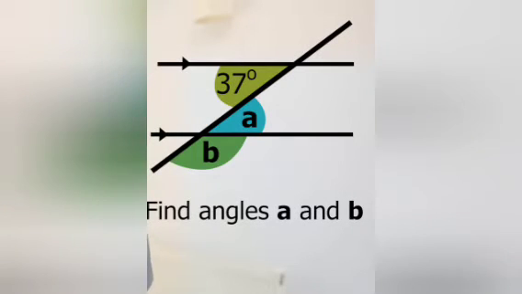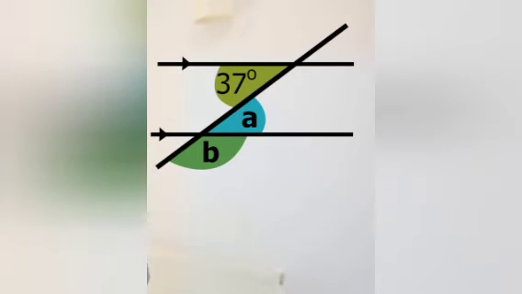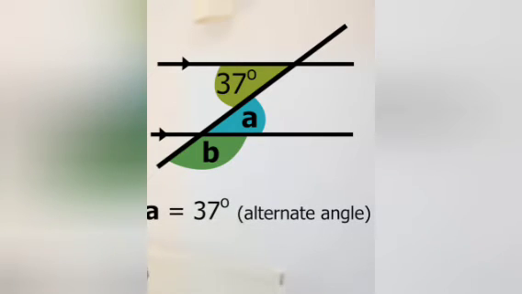Now the second question, you have been asked to find angle A and B. Angle A is alternate to 37 degrees because they lie on opposite sides of the transversal. Alternate angles are equal, therefore A will be equal to 37 degrees.